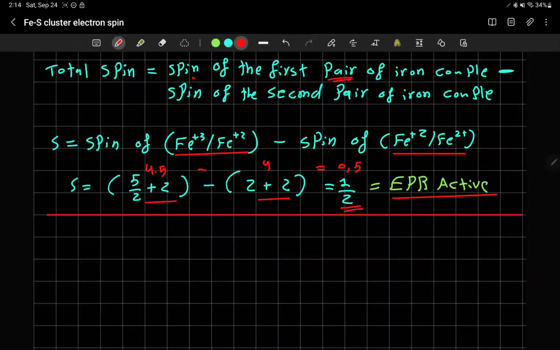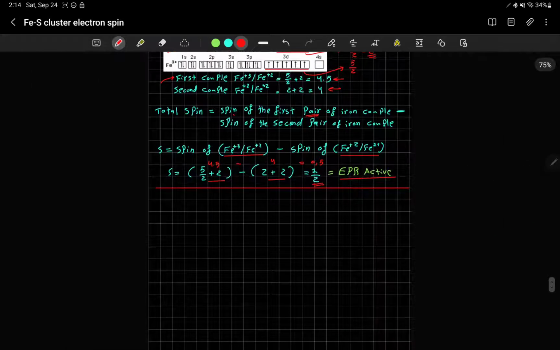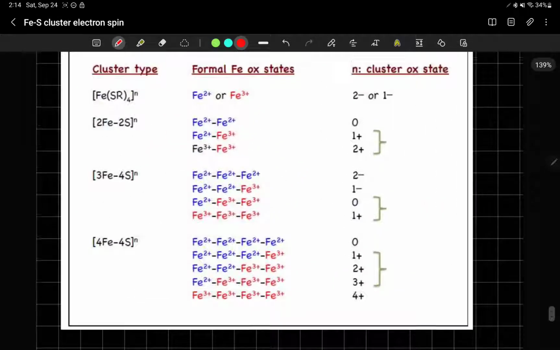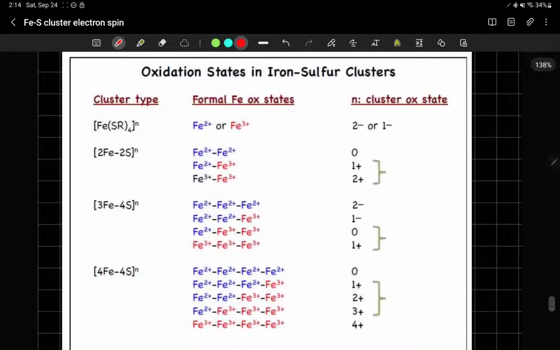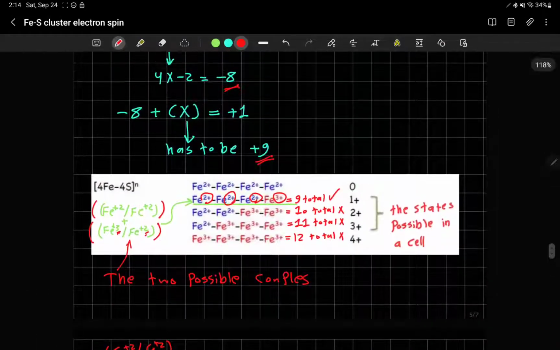It can be detected. Well, I hope this helped. I don't want to make it too long, but as you can see, these are the oxidation states which are possible in biology, the ones marked in green here. Possible in a cell. The same here and the same here. And you should take care of that. Good luck.